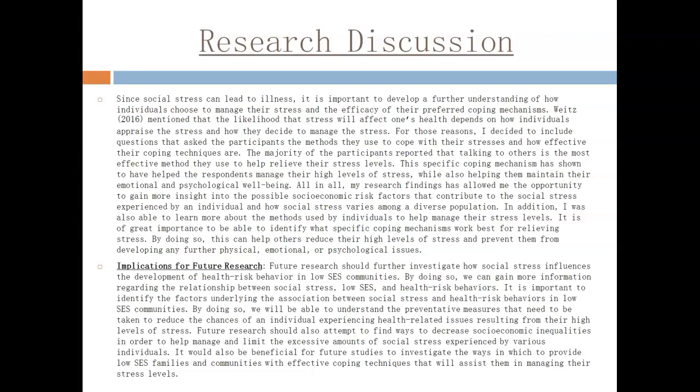Future research should also attempt to find ways to decrease socioeconomic inequalities in order to help manage and limit the excessive amount of social stress experienced by various individuals. It would also be beneficial for future studies to investigate the ways in which to provide low SES families and communities with effective coping techniques that will assist them in managing their stress levels.